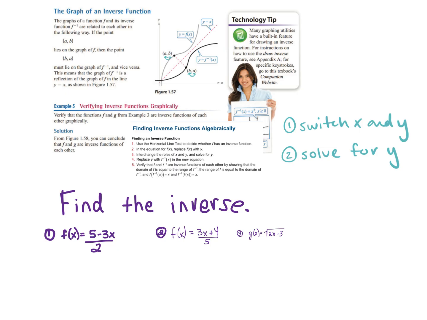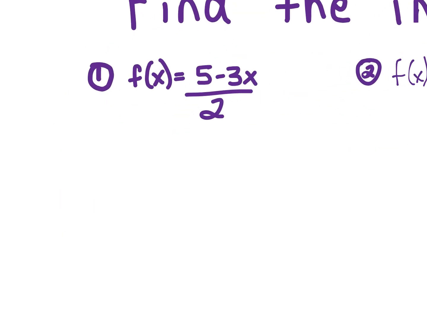So let's look at example 1 here. F of x is just a fancy way of saying y. This is saying y equals. But to find the inverse, what's the first thing that we need to do? What did we just say step 1 is? Switch the x and y. So I'm going to switch the y to become x, and I'm going to switch the x to become y. So we have x equals 5 minus 3y over 2.